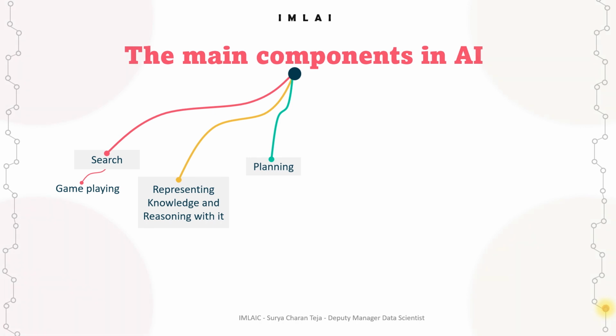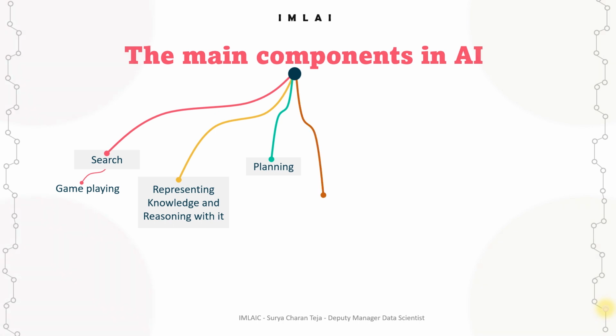So if you put it in a simple way, AI is a principle or philosophy, and then using this philosophy we create real objects, and these objects can be from search algorithms, or from the planning algorithms, or from the representing knowledge algorithms, or from the reasoning with it algorithms.